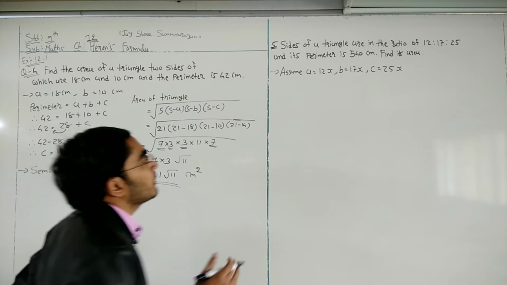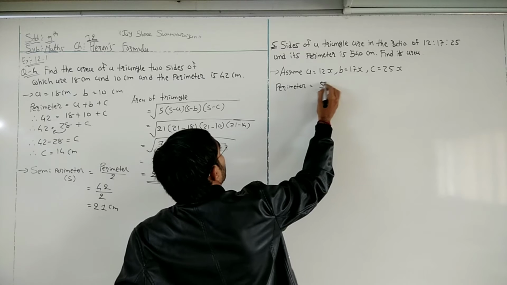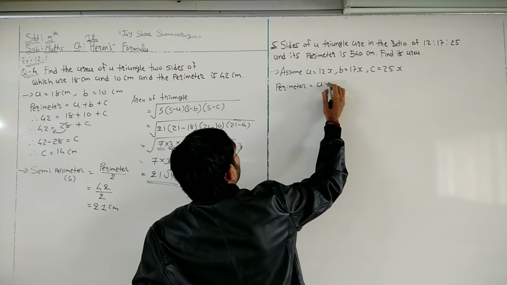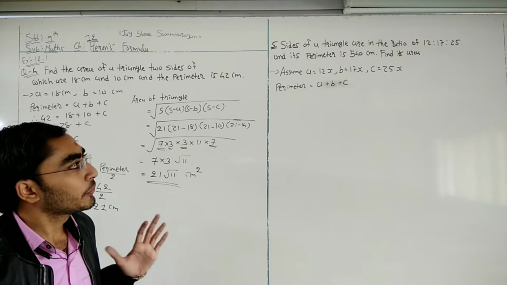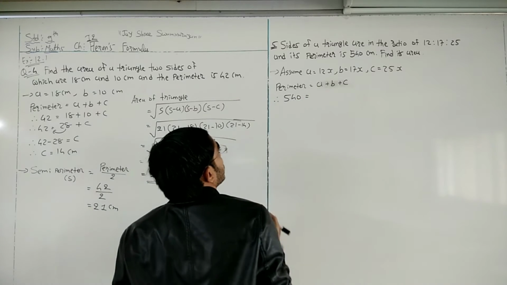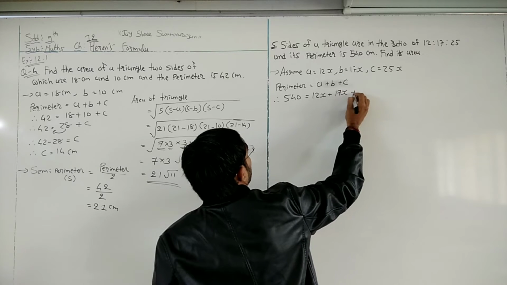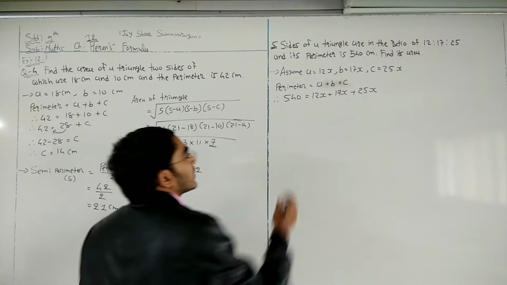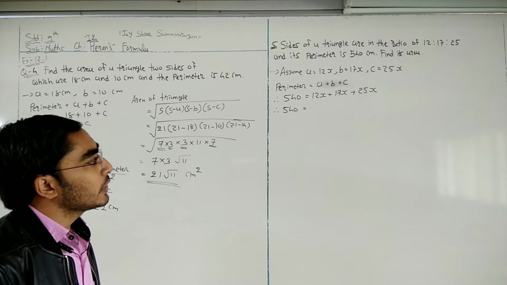Now perimeter is equal to 540. Perimeter means what? A plus B plus C. Right? Perimeter means A plus B plus C. Now perimeter is 540. So 540 is equal to A 12x, B 17x plus C 25x. Now find out the addition.